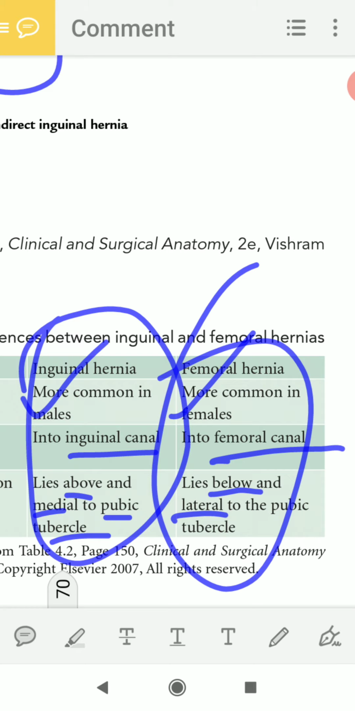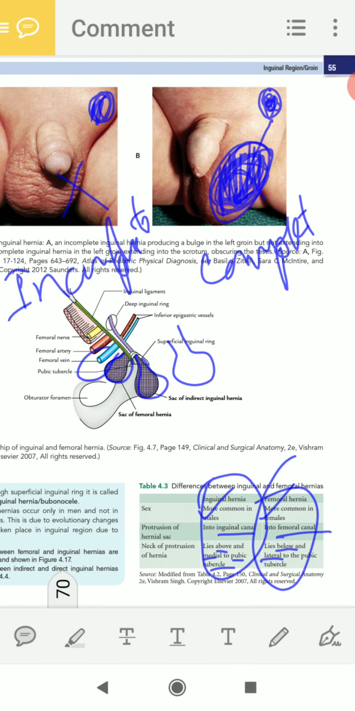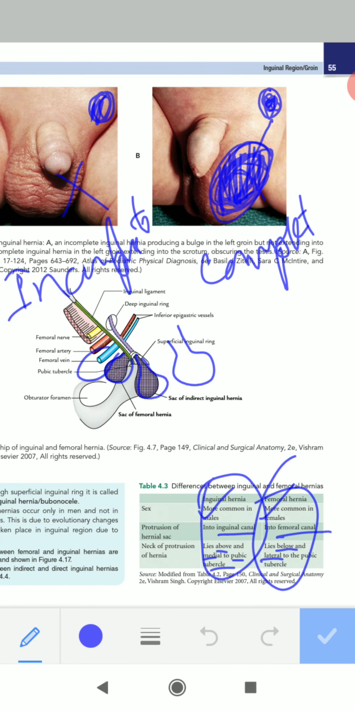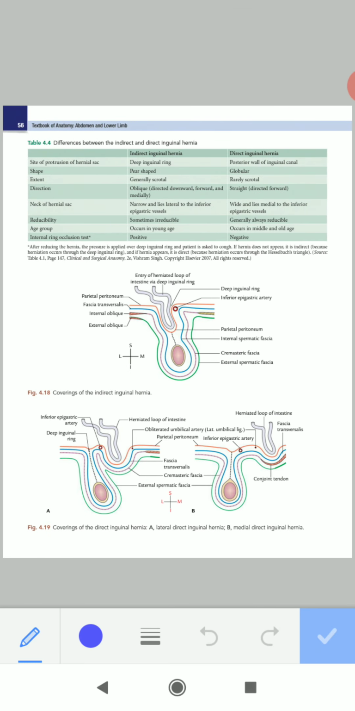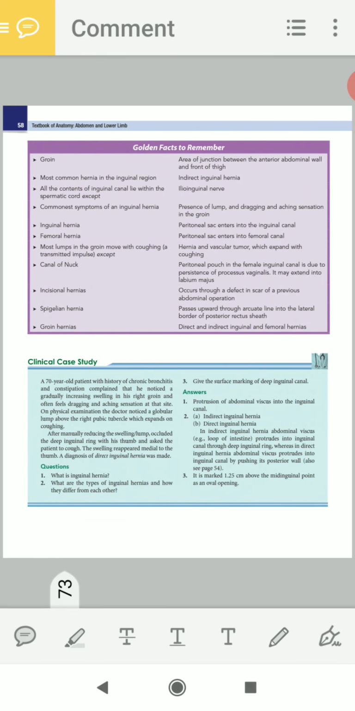That's the difference. You should never forget these two differences: the difference between inguinal and femoral hernia, and the difference between direct and indirect inguinal hernia. So that's all about the inguinal region and hernia.